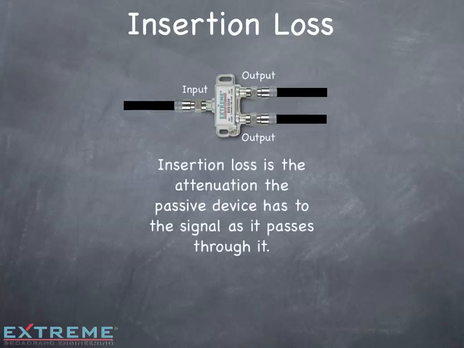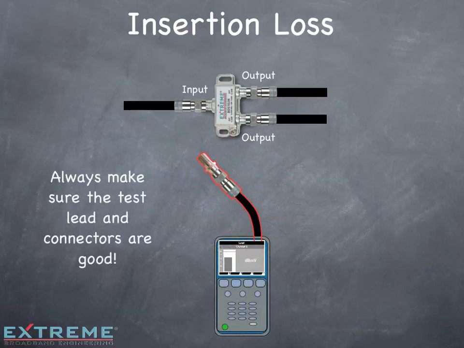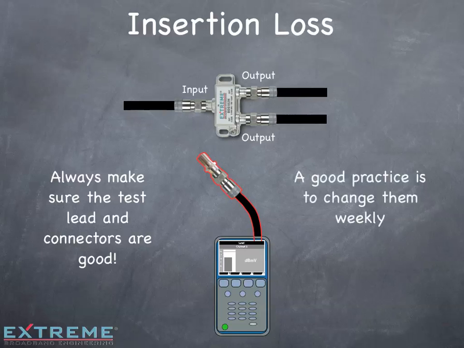Insertion loss is the attenuation the passive device has to the signal as it passes through it. Here we have a two-way splitter, and we're going to check it for proper insertion loss. Prior to any testing, always make sure that your test leads and connectors are in good condition. The average use of these is over 100 times a week, and it's a good practice to change them weekly.